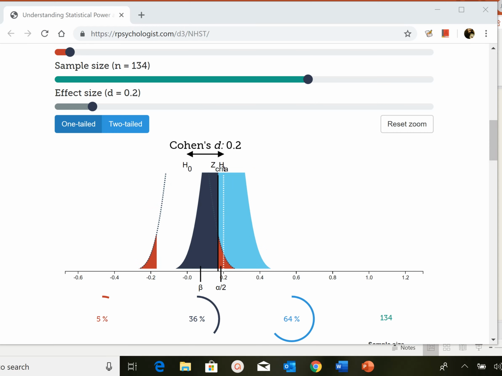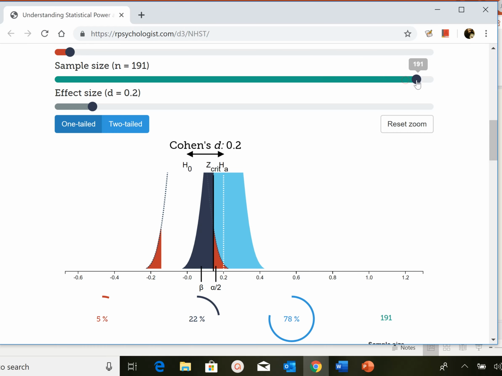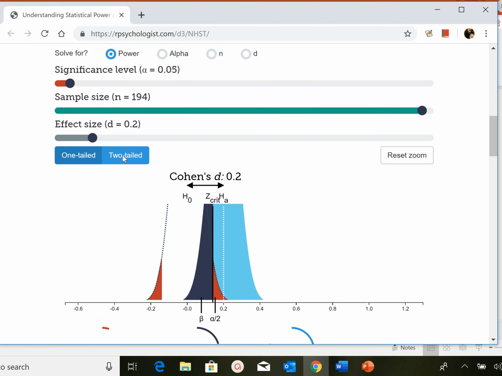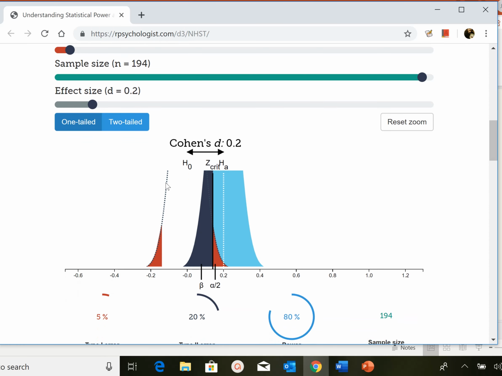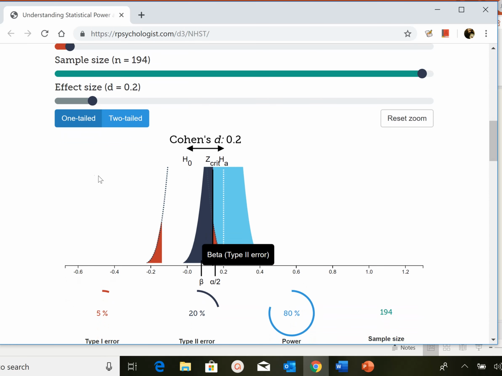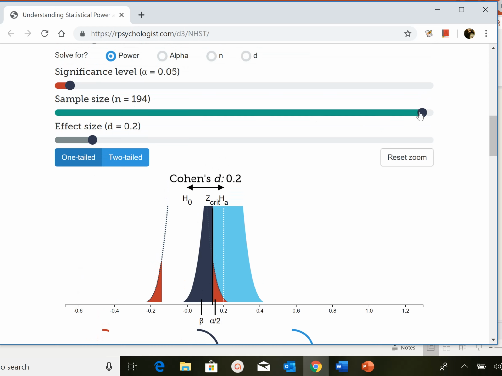So with a sample size of 134, we have 0.64 or 64% power. Still probably not going to cut it. Let's see if we can get it up to about 0.8 with a sample size of around 200. We can get up to a sufficient amount of power. So as you can see, with a small effect size, we would need a much larger sample to have a good probability of detecting an effect.